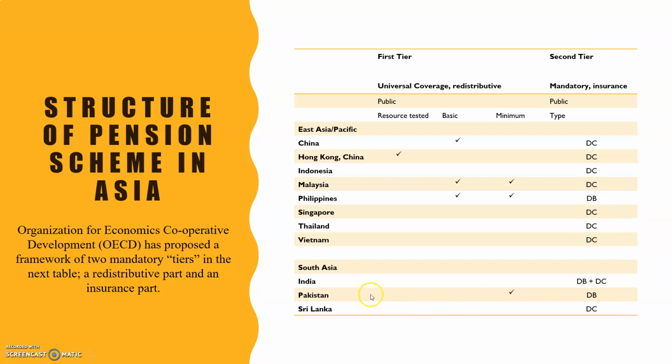As for insurance, this is the type of the second tier, the mandatory type of contribution, either defined contribution or defined benefit, that they have. This is across Asia.